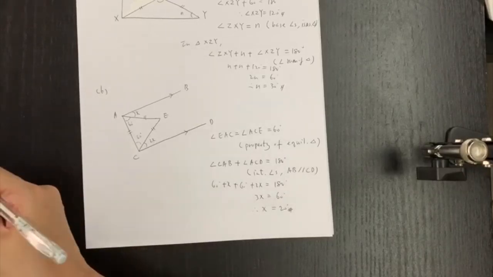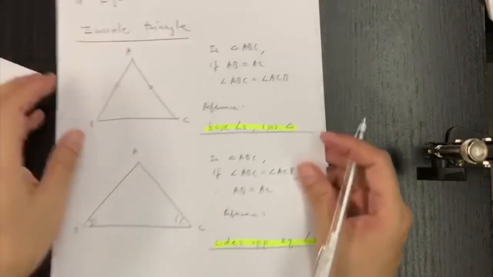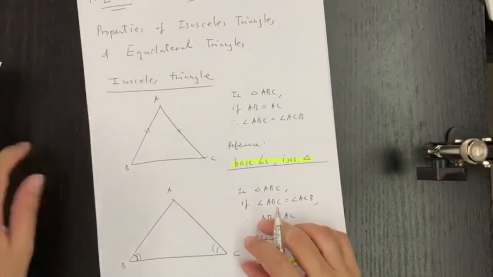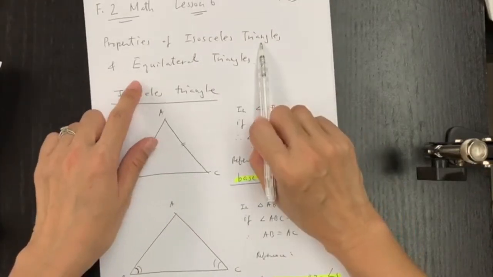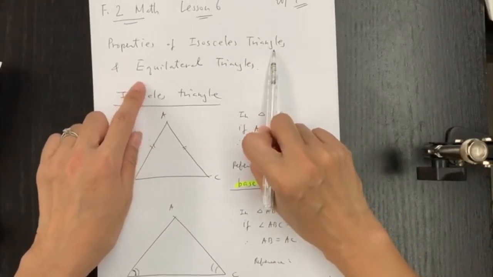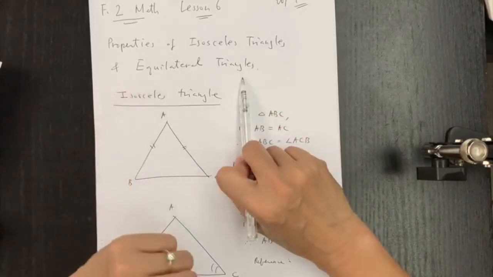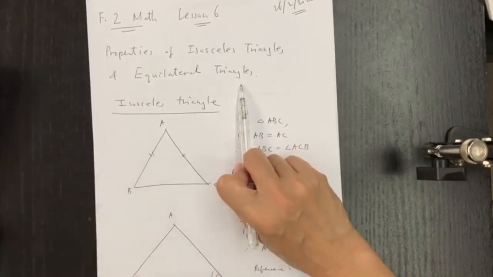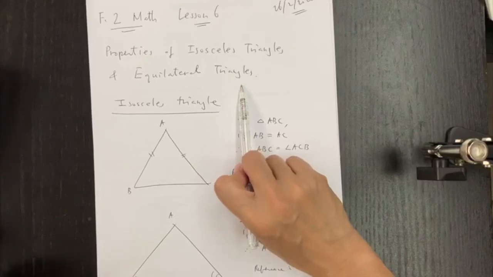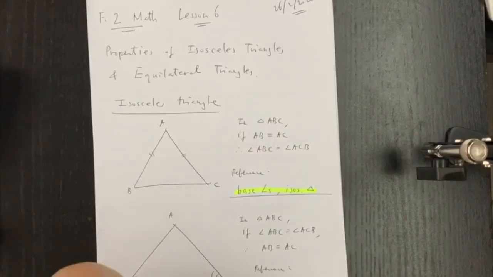Okay, so this is it. This is all about lesson 6, properties of isosceles triangles when we have two sides the same, and equilateral triangles when we have three sides the same for a triangle. All right, so thank you for watching my video, and see you next time. Bye bye.